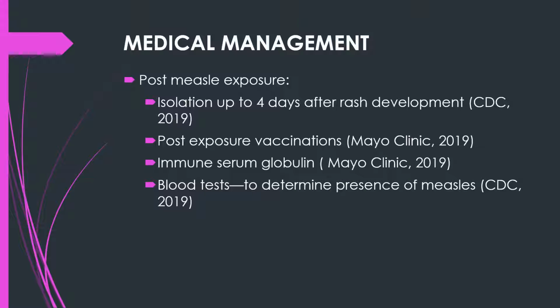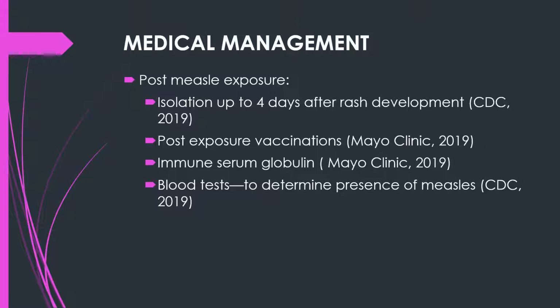So medical management. Post-measles exposure, isolation up to 4 days after rash would be important. You are able to get a post-exposure vaccine. This could be for individuals who have not received the vaccine before, like infants. This post-exposure vaccine can be given within 72 hours of exposure to the measles virus, and it can provide some protection against the disease. If measles still does develop, though, usually the symptoms are a lot milder and occur for a shorter duration.